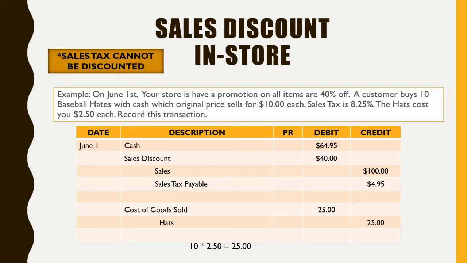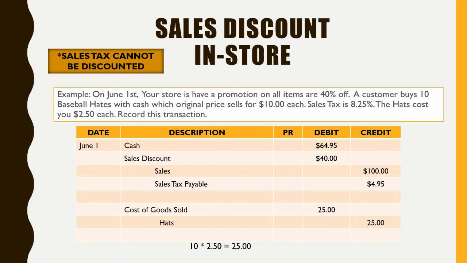About sales tax payable, okay. You calculated it from the $64.95. Why don't you calculate from the $100? Because you didn't sell $100. You only sold $60, because you got a discount, right? You cannot charge tax on the $100.